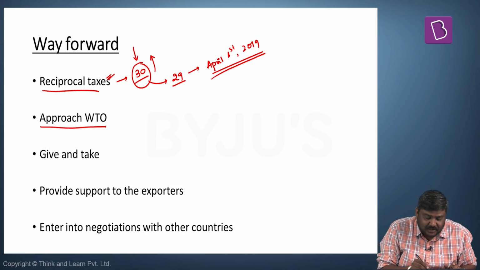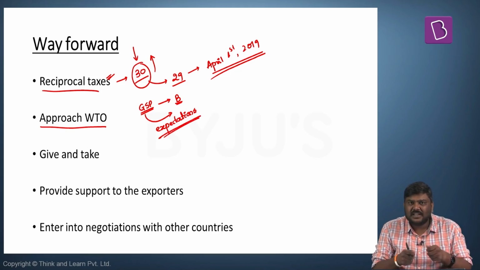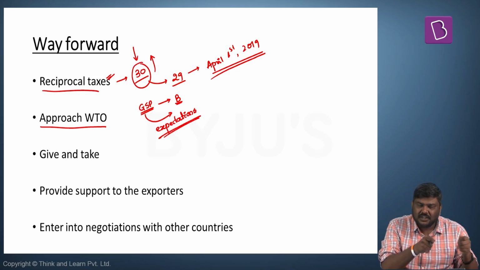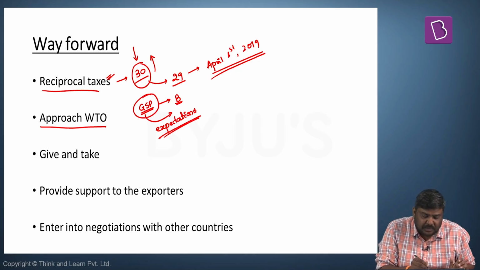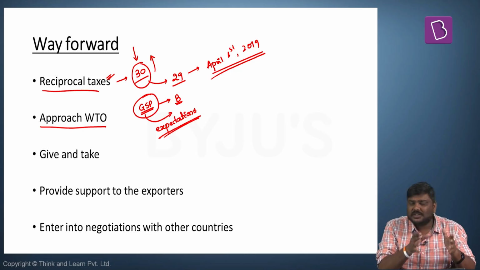Because please understand, whenever GSP benefits are provided to a beneficiary country, it has to be without any expectations or without any returns in expectation. Now, USA is basically linking other trade issues with the GSP benefits. That can be one ground for India dragging USA to WTO.